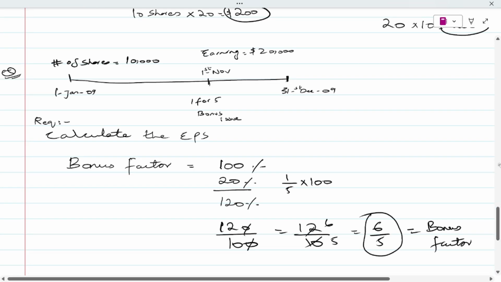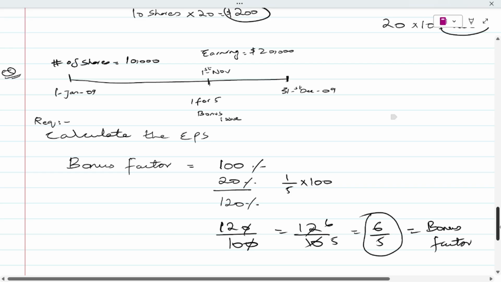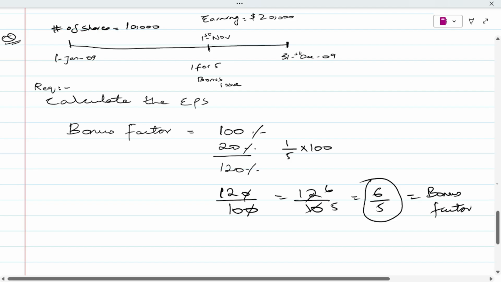Okay, so now coming back to our question. We did a 1 for 4 bonus, 1 for 5 bonus issue, and we got our bonus factor as 6 over 5. Now, so far what we have learned is how to calculate the bonus factor while we are solving a bonus issue question. But that's the only thing we have learned. We have not seen how to actually calculate the EPS in a bonus issue question. So let's quickly see this and complete this area.